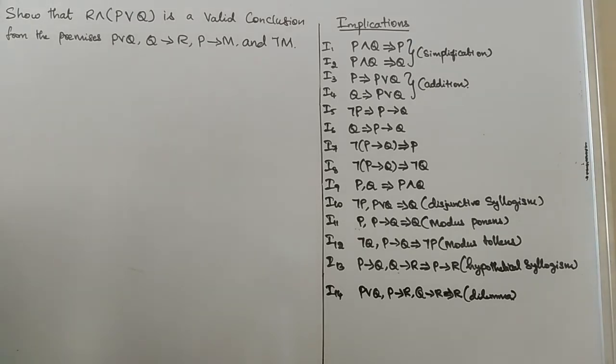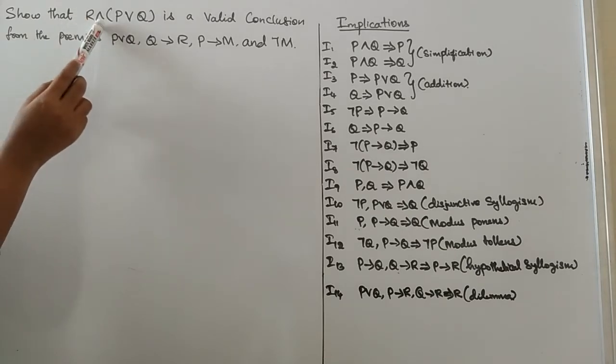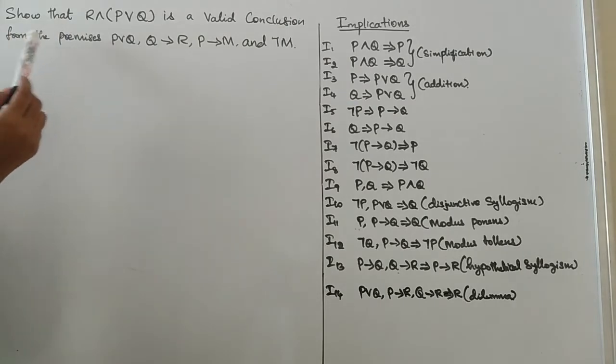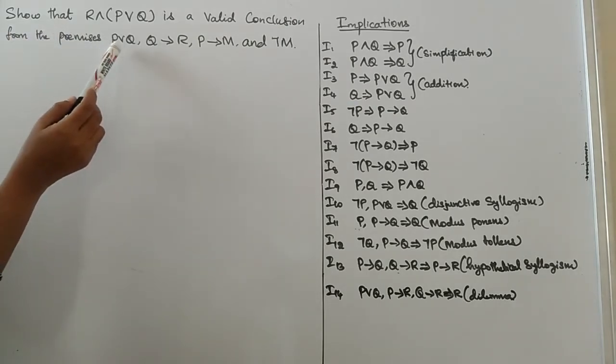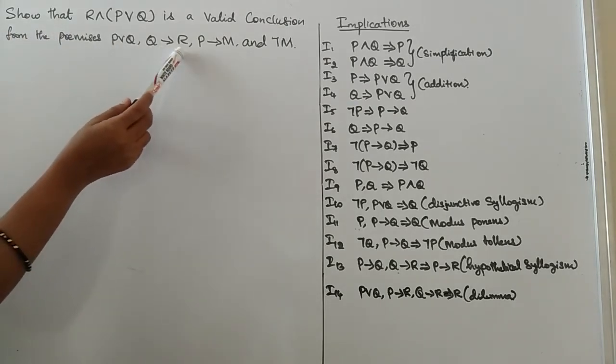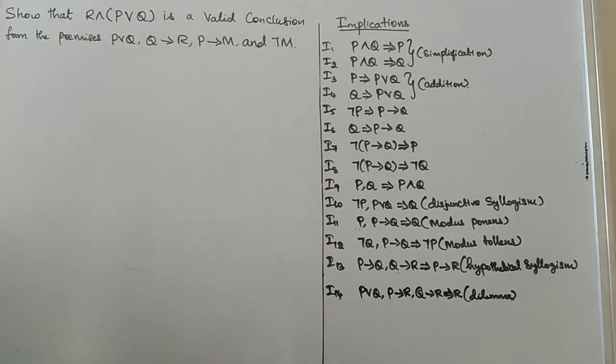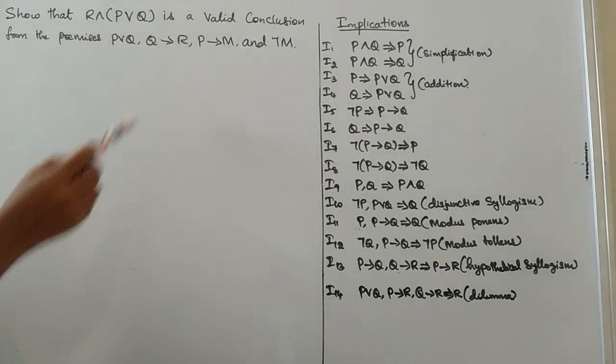Hi everyone. In this video, let's discuss another problem about the rules of inference. Here, we are going to show that R and (P or Q) is a valid conclusion from the premises (P or Q) conditional R, P conditional M, and negate M. So these are all the premises given here.